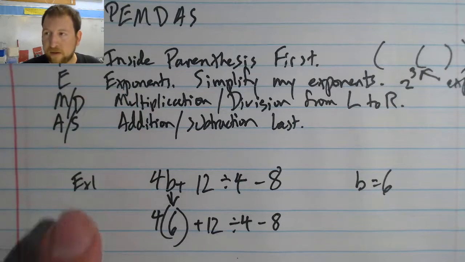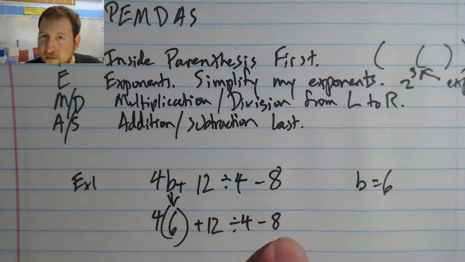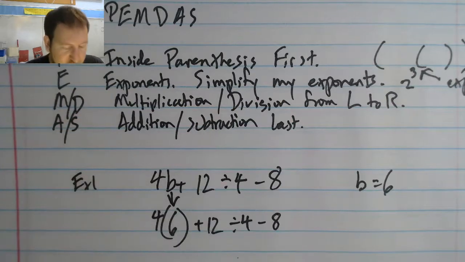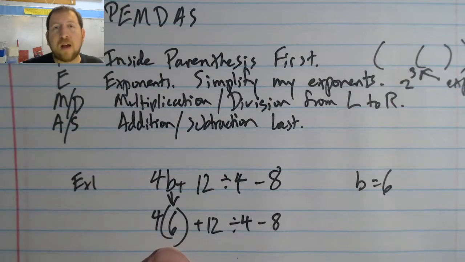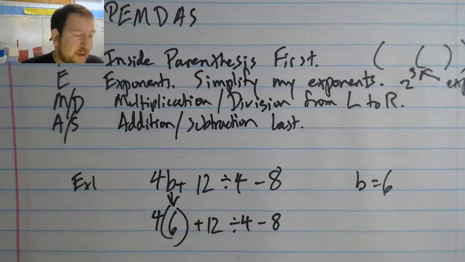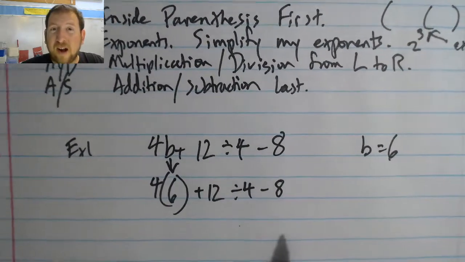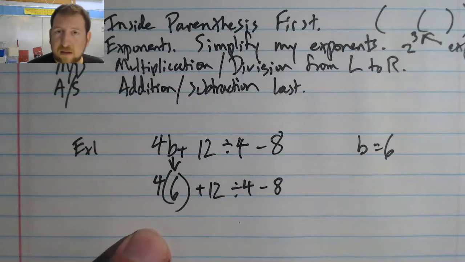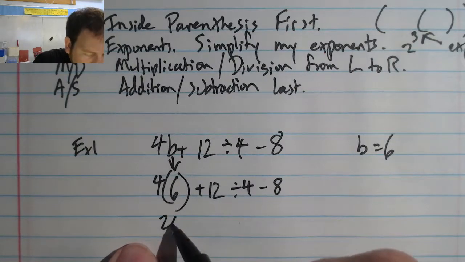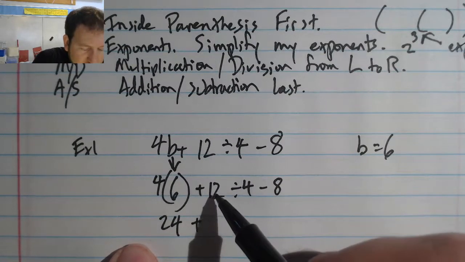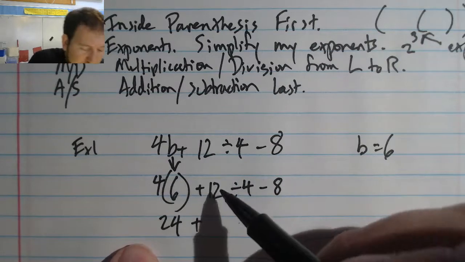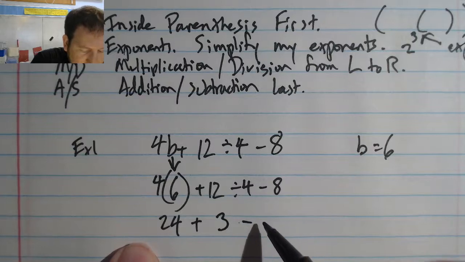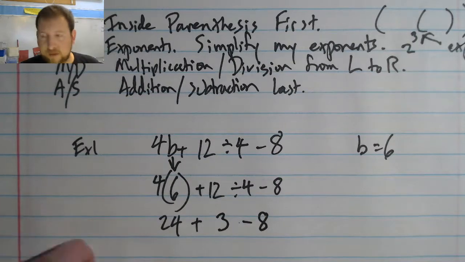Next, exponents. I don't have any exponents in here, so I can go to the next thing. Multiplication/division. I definitely have some of that. I'm going to go from the left to the right, and I'm going to simplify all of those operations. Okay, 4 times 6 is 24. Plus, I'm not going to do my plus yet. I'm going to do my 12 divided by 4. I know that. That's 3 minus 8.